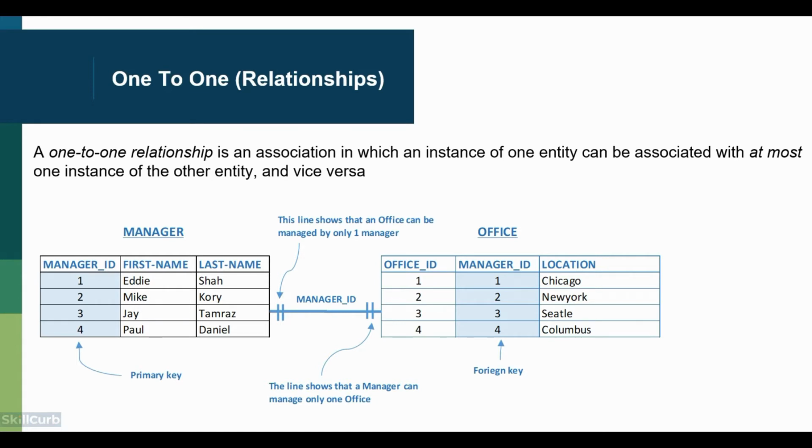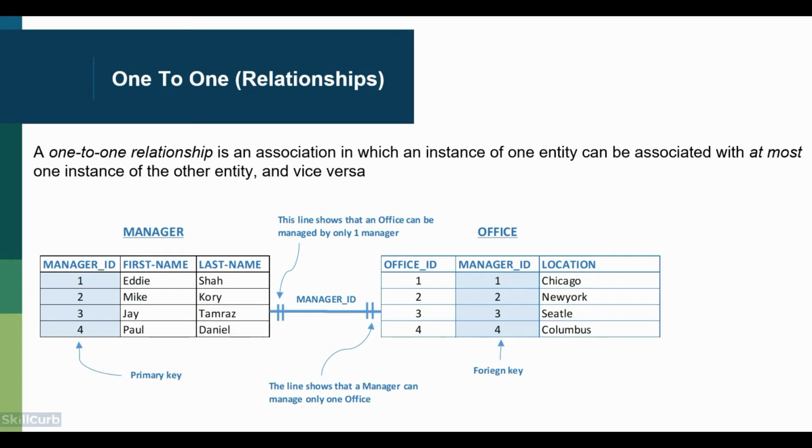If you look at the manager table, we have manager ID as the primary key. And in the previous lecture, we defined what a primary key is. It's a unique identifier. So manager ID 1 only relates to Eddie. Manager ID 4 only relates to Paul. If you look at the office table, we have primary IDs as office ID 1 through 4. And then also we have another column, manager ID, in the office table. So what it shows is that office 1 is managed by manager 1 and location is Chicago.